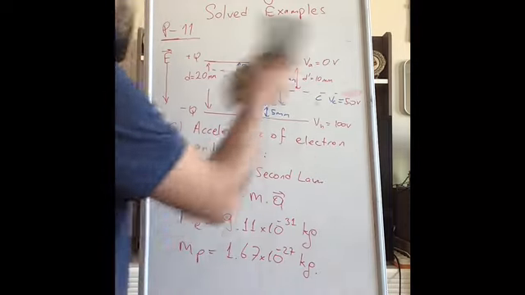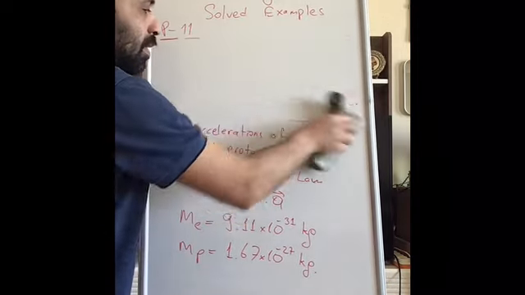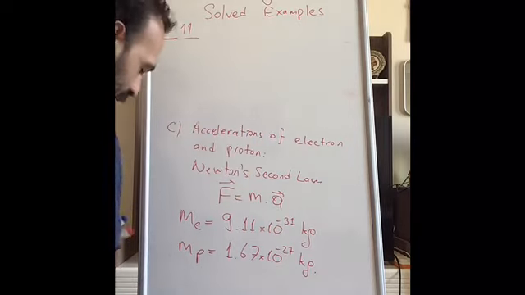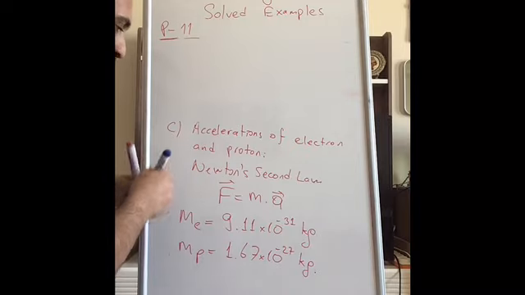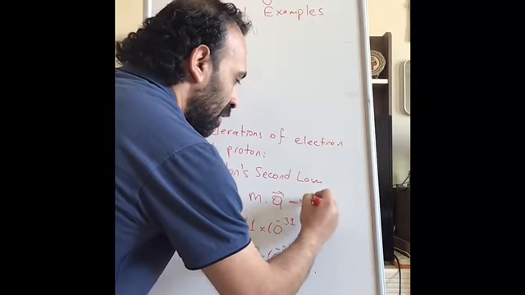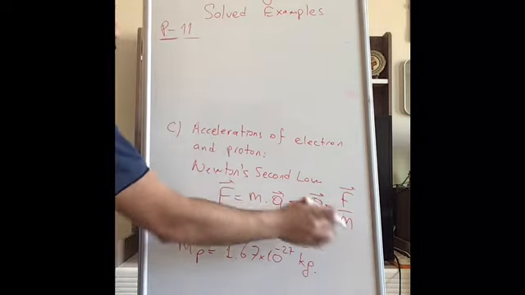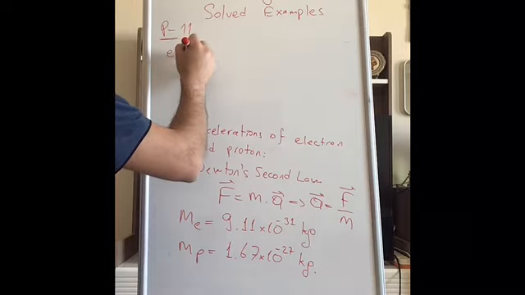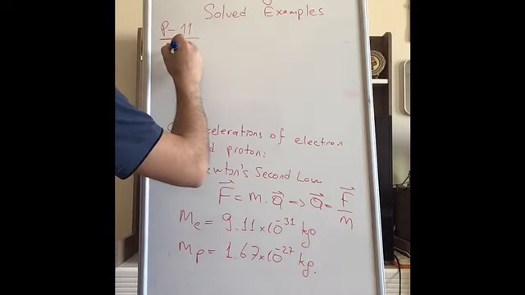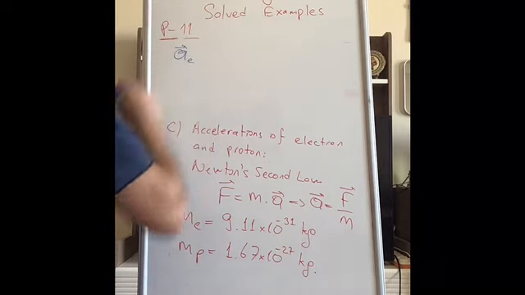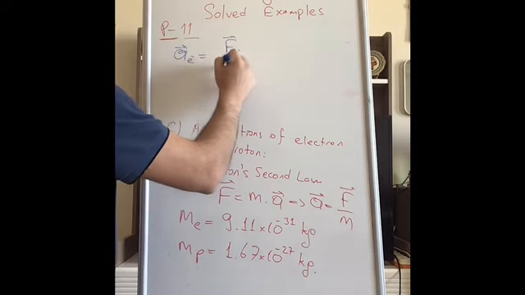All right, let me clean up this part. I'm going to draw it again when we need it. All right, so if I start with the electron, let me write it. The acceleration can be written as F over the mass. So I'm going to use this equation. For the electron, let me use blue. For the electron, a_e, the acceleration of the electron, will be equal to F_e over m_e.